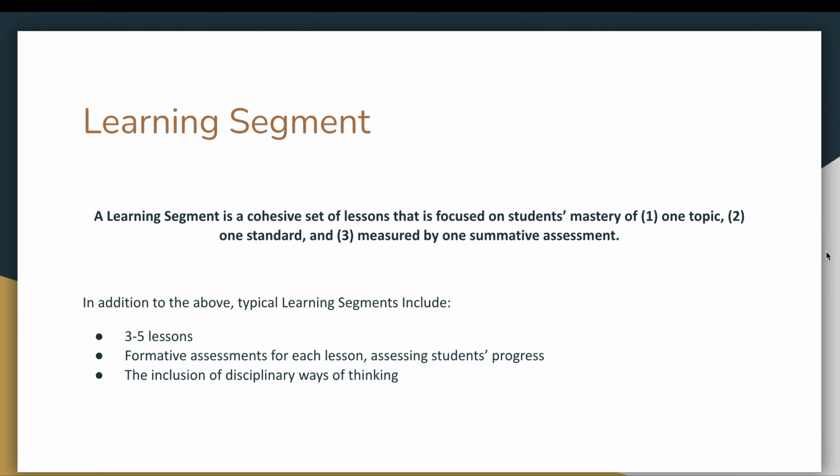Throughout all of this, you're also going to be including disciplinary ways of thinking, disciplinary texts. So in social studies, we use a lot of primary source documents. So all these things are going to be brought into these 3 to 5 lessons that we're calling a learning segment.